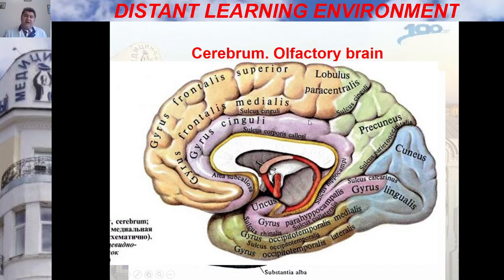And all these parts form gyrus fornicatus. So in yellow color you may see gyrus dentatus, which passes to gyrus fasciolaris, and as I told you, it goes upward and covers the corpus callosum. You may see indusium griseum. This is the thinnest part of gray matter which covers the corpus callosum.